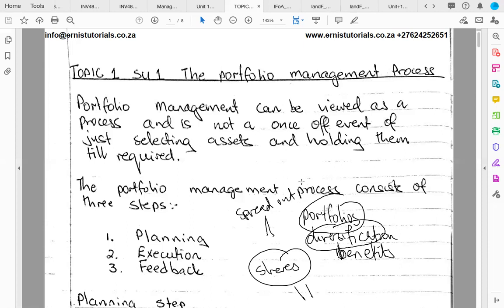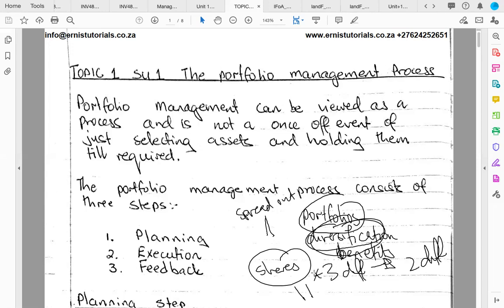That's why we don't call this module asset management. We call it portfolio management because we're talking about managing a group of assets. The benefit of having a portfolio or group of assets is that you get diversification benefits. If you hold shares in 3 different companies and something happens to one company, you can still be protected by investing in the 2 other companies from the one company that went bankrupt. We call that diversification.